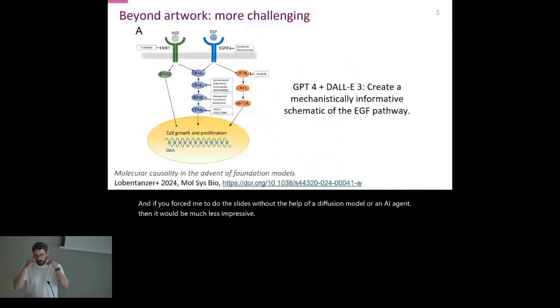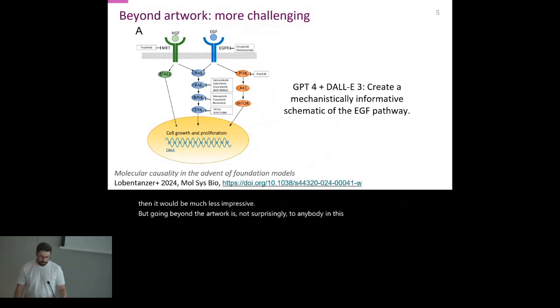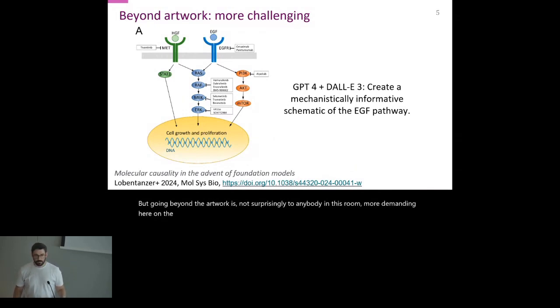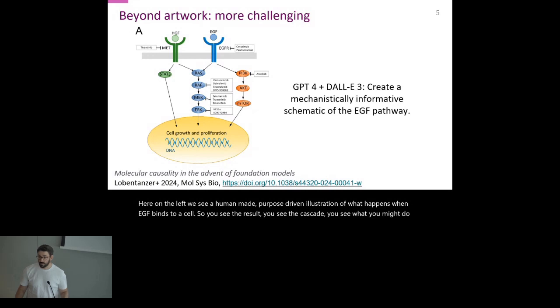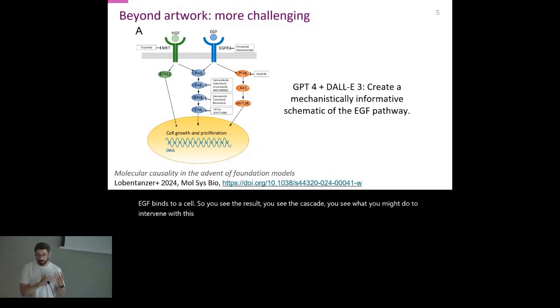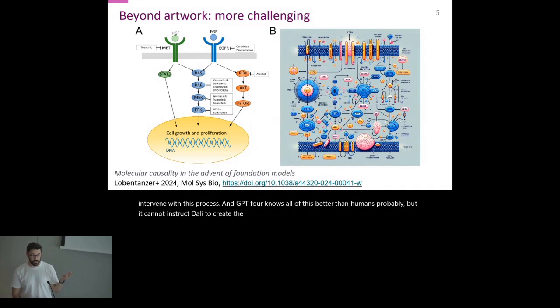But going beyond the artwork is, not surprisingly to anybody in this room, more demanding. Here on the left, we see a human-made, purpose-driven illustration of what happens when EGF binds to a cell. So you see the result, you see the cascade, you see what you might do to intervene with this process. And GPT-4 knows all of this, better than humans probably, but it cannot instruct DALL-E to create the same purpose-driven illustration. It's not a surprise that this is just a beautiful mess.